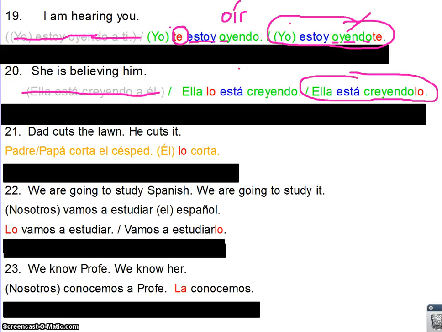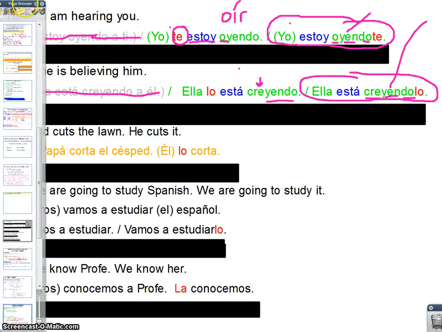Here we have another verb where you've got a vowel right before the endo, so you have to change it to a y. And this time, if he is being believed, if he is being verbed, your direct object pronoun is lo. I can put it before está because está is a conjugated verb, or I can attach it at the end of creyendo because it's the present participle. But if I put it here, I have to count out my syllables. Creyendo. Last, second to last is on the E again. All right, number 21, Dad cuts the lawn, he cuts it.